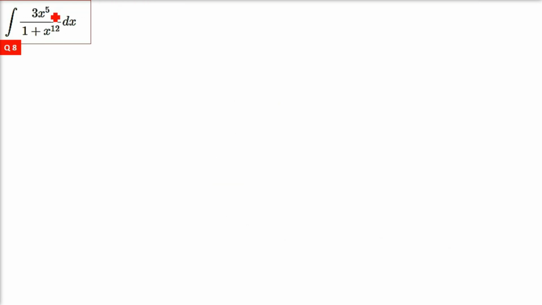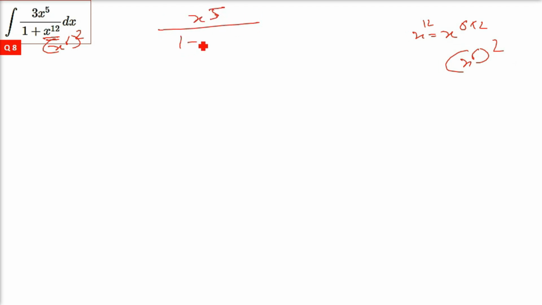Next question: x raised 5 over 1 plus x raised 12. The first observation is that x raised 5 will come from the differentiation of x raised 6. And the denominator x raised 12 is x raised 6 whole square. So we'll take x raised 6 as t so that we can get this x raised 5. I'm writing what is given in the question. This 3 you can deal with later.